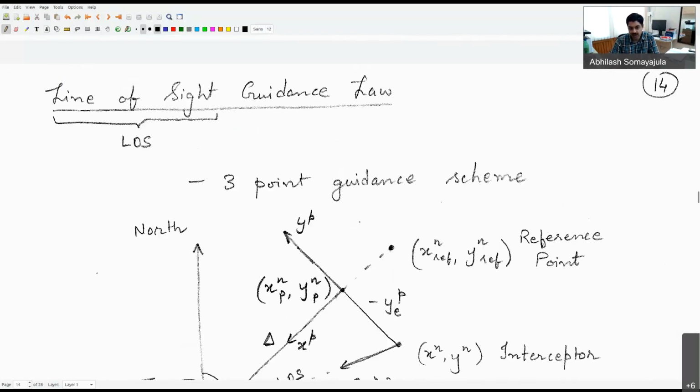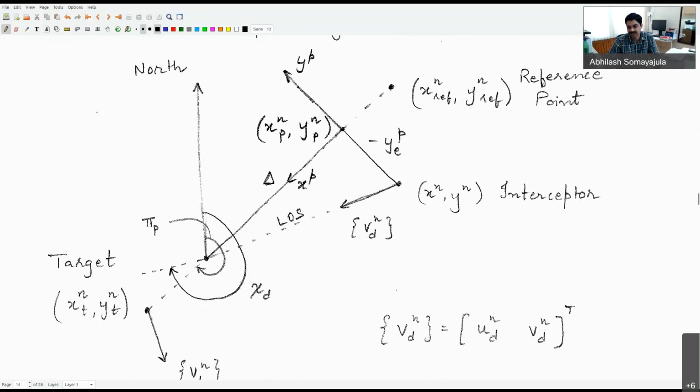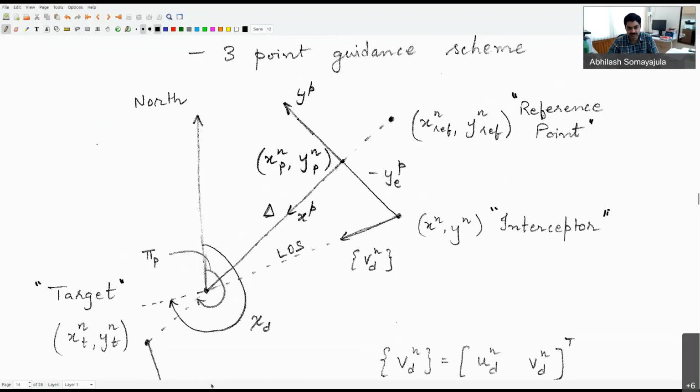So we looked at one of those guidance law mechanisms, which is called the line of sight or LOS guidance scheme. And we understood that it's a 3-point guidance scheme. It always uses 3 points. One is where the interceptor is located, so that is 1 point. Then you have the reference point, and then the target's location. So these are the 3 things which are used in order to figure out a guidance mechanism in line of sight guidance control.